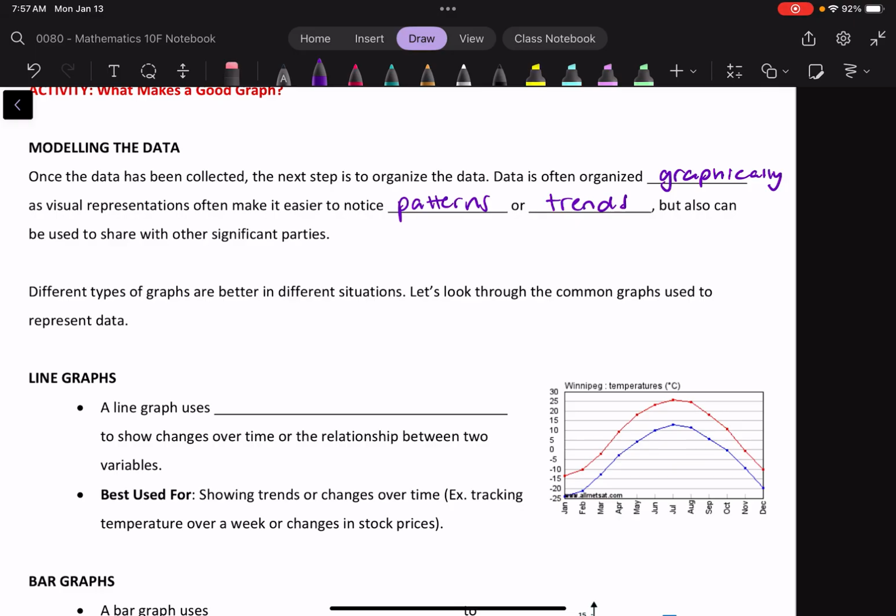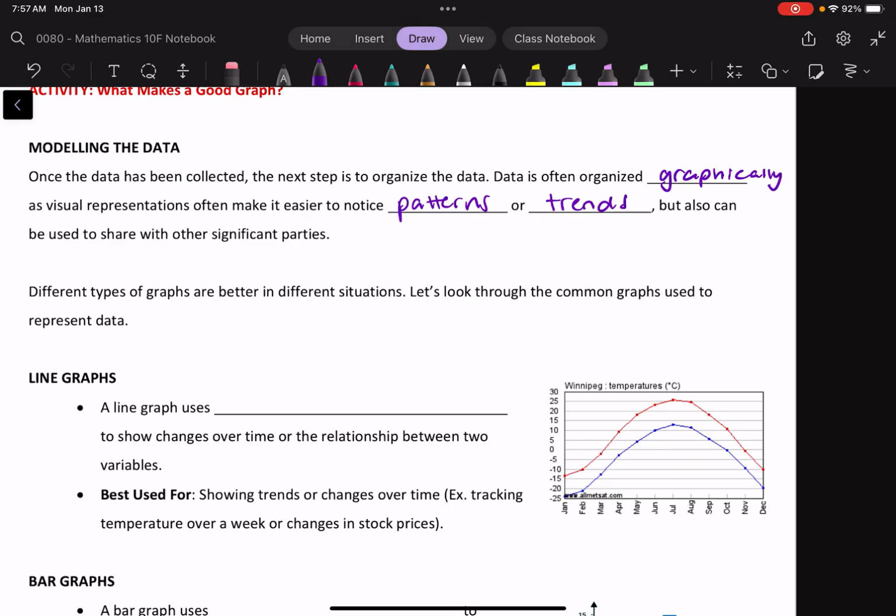So a pattern is something that is happening repeatedly. So I might notice that my data goes up and then back down, and then back up and then back down, and then back up and then back down. That would be a pattern.